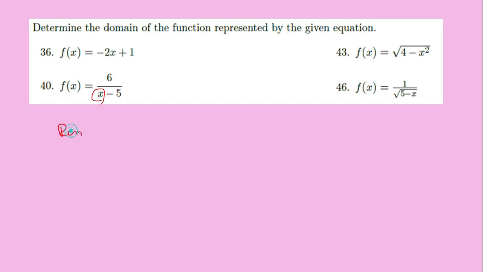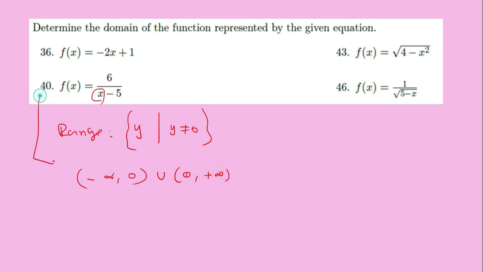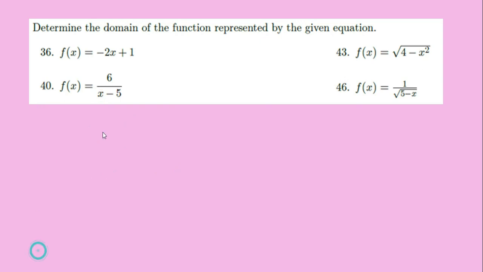Therefore the range, which is the collection of all outputs y, is the set of all y such that y is not equal to 0. Set of all y from the real numbers, since y is the output. Otherwise you can write minus infinity to 0 union 0 to positive infinity as the range of this problem. Okay, fine.